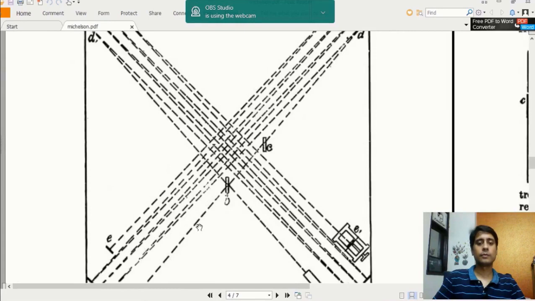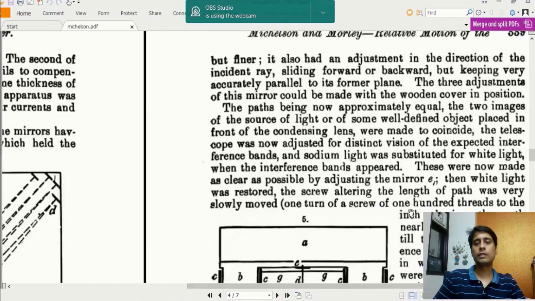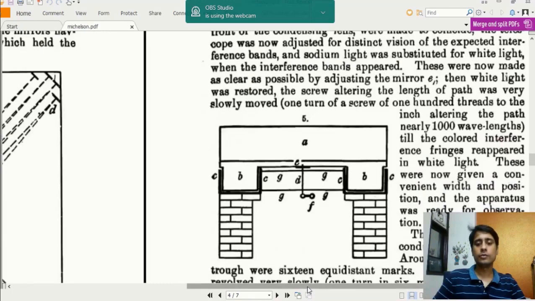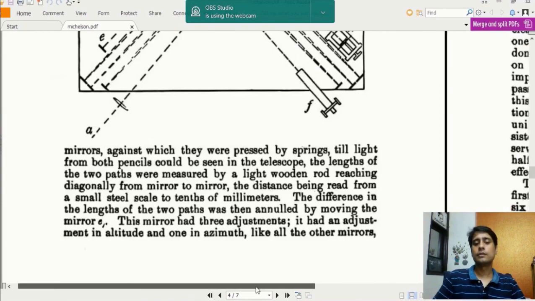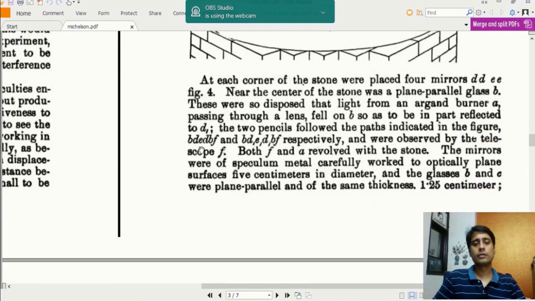So for example, for the reflected part, from B to D prime, then D prime to E prime, then E prime to D prime, then back. So it's back and forth, and we are naming the path. Finally you observe it in the telescope F, so it ends with the letter F. One is for the transmitted and this is for the reflected respectively, and were observed by the telescope. Both F and A revolved with the stone.